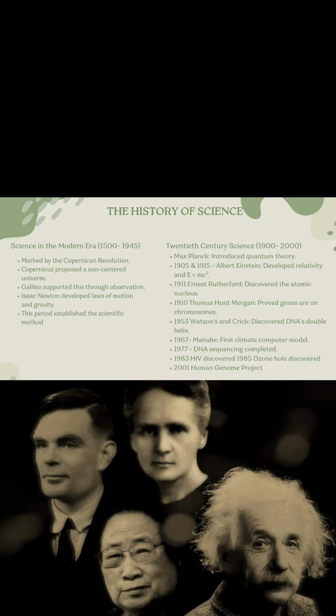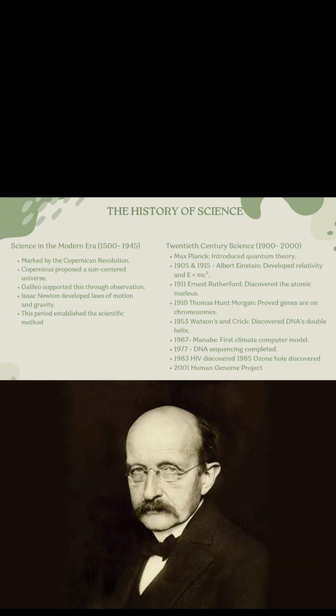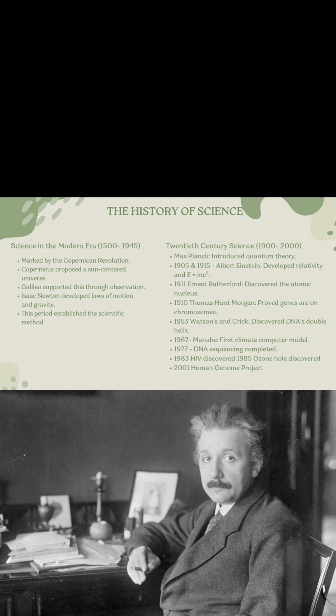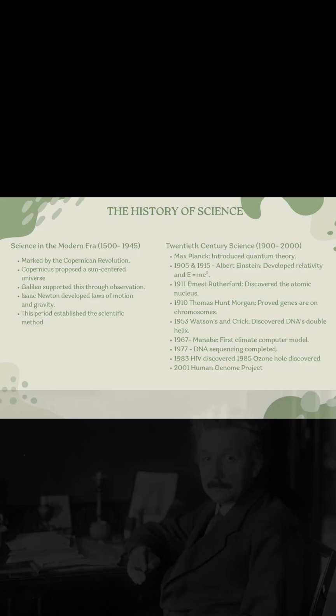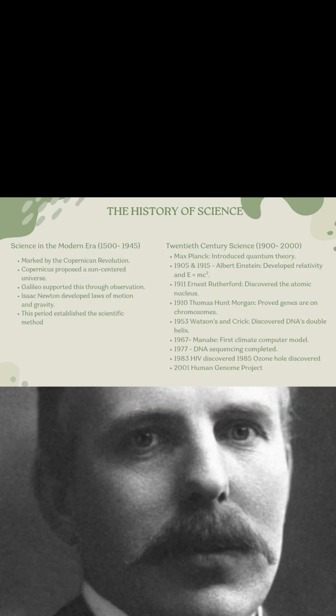20th century science. The 20th century was a period of rapid scientific advancement. In 1900, Max Planck introduced quantum theory, proposing that energy exists in discrete units called quanta. In 1905 and 1915, Albert Einstein introduced the theories of special and general relativity, including the famous equation E equals mc squared. In 1911, Ernest Rutherford discovered the atomic nucleus.